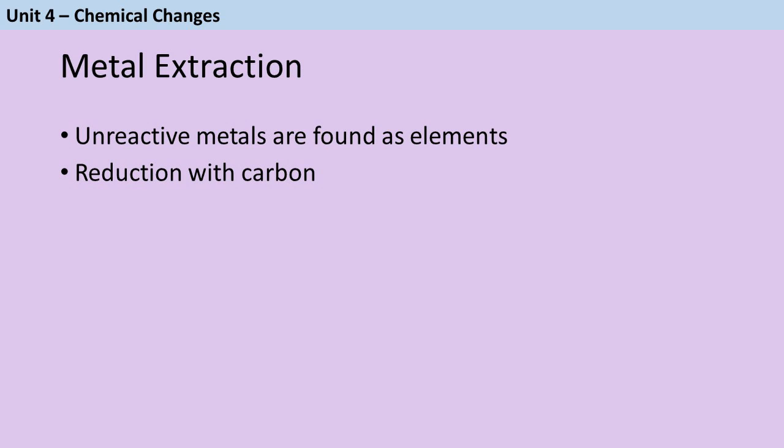Slightly more reactive metals, like iron and tin and lead, can be extracted by reduction with carbon. That basically means if you've got some iron oxide and you heat it up with carbon, because the carbon is more reactive, it displaces the iron. It steals away that oxygen impurity, and so what you're left with is carbon dioxide and pure iron.